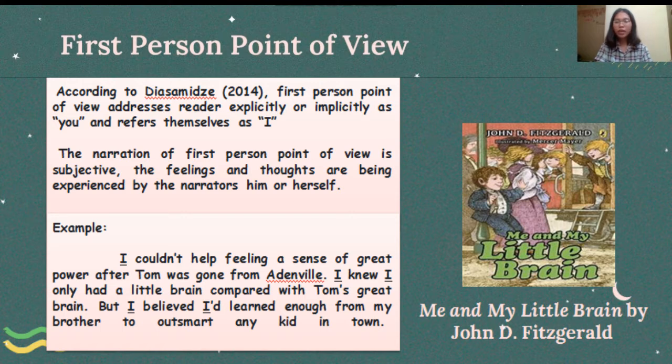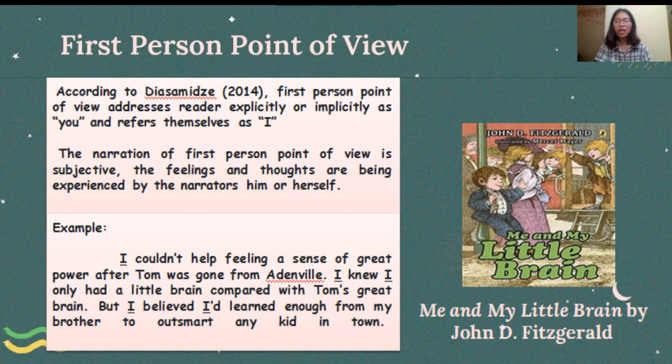So this is an example of first-person point of view in the story entitled Me and My Little Brain by John D. Fitzgerald. The example is: I couldn't help feeling a sense of great power after Tom was gone from Edenfield. I knew I only had a little brain compared with Tom's great brain, but I believed I'd learned enough from my brother to outsmart any kid in town. So in this example, the writer used first-person point of view because the writer used the subject I.